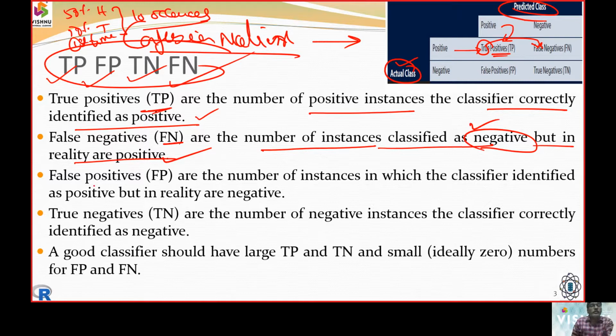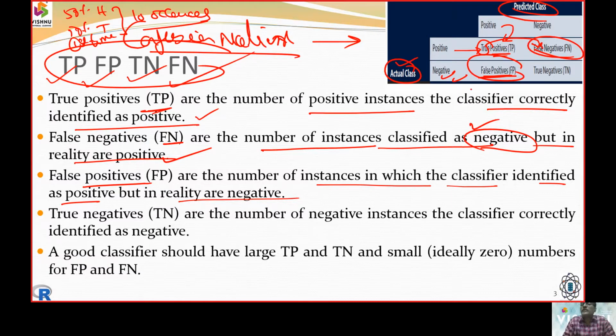Third thing, false positive. The next thing was false positive. Coming to this definition, the number of instances in which the classifier identified as positive, but in reality they are negative. Again, I know that they are negative instances. I know that they are misclassified content, but still the probability or the predicted content was true. So again, there was an error in this case.